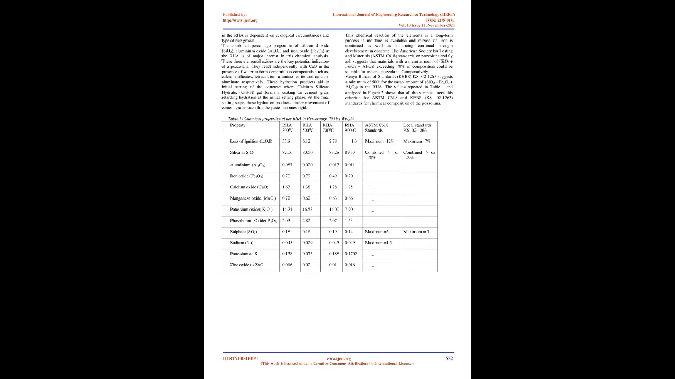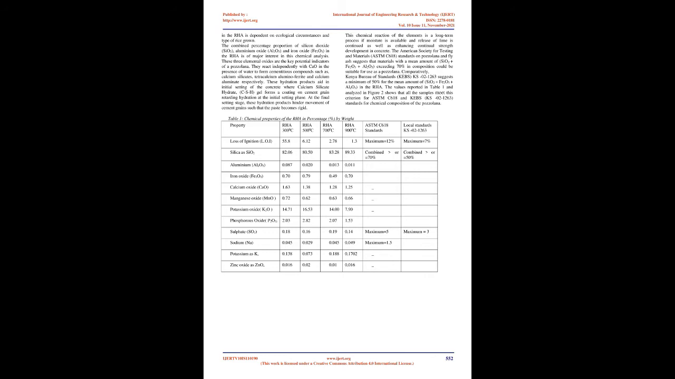B. Chemical characterization of RHA. The results of the chemical analysis are shown in Table 1. From the results, silica is the dominating elemental oxide, taking more than 80% of the composition. Silica content generally increased with increase in burning temperature. The abundance and consistency were because silica content in the RHA is dependent on ecological circumstances and type of rice grown. The combined percentage proportion of silicon dioxide, SiO2, aluminium oxide, Al2O3, and iron oxide, Fe2O3, in the RHA is of major interest in this chemical analysis.